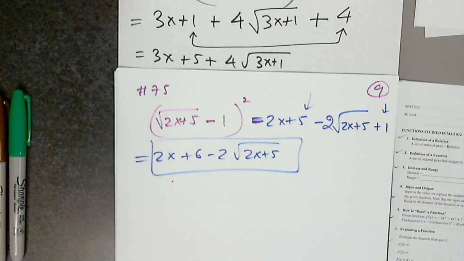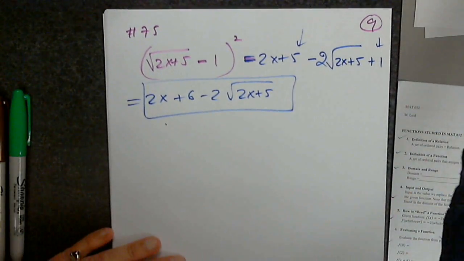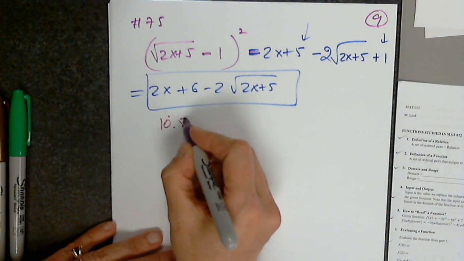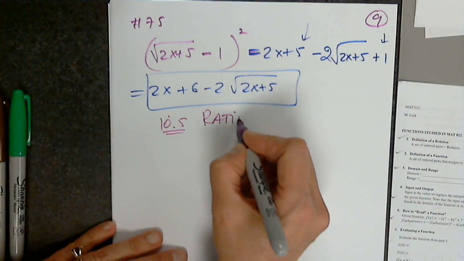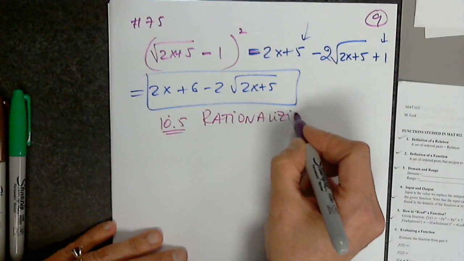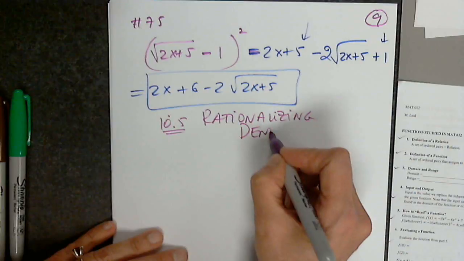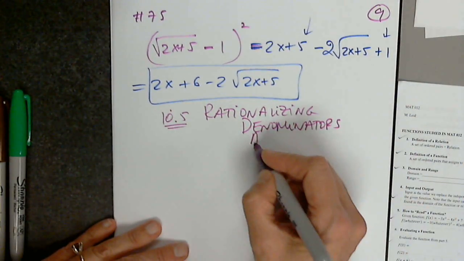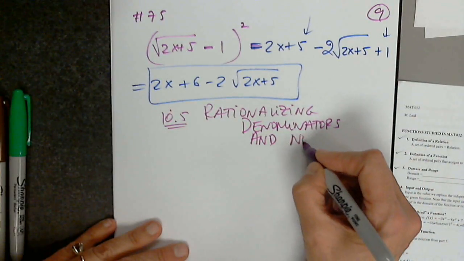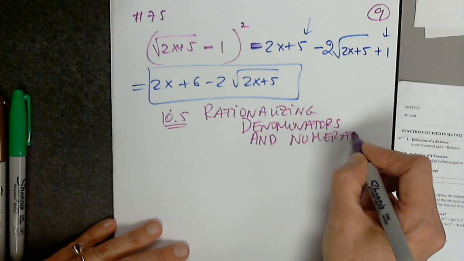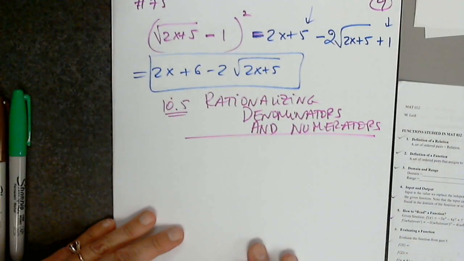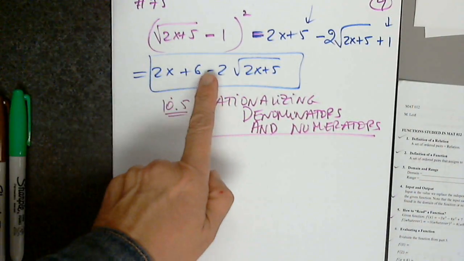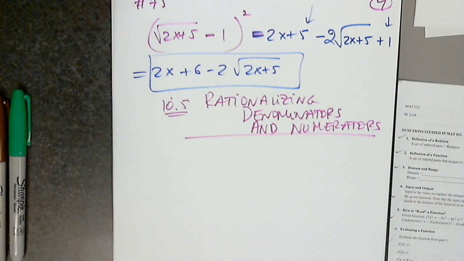Okay, perfect. Now we're finally in 10.5. Nothing new. We already discussed everything in 10.5, which deals with rationalizing denominators, and it can be numerators. We will be asked to do that also. And in the next section, I'm going to use exactly what you see here. So I just want to practice a little bit because we haven't looked in the book at all.